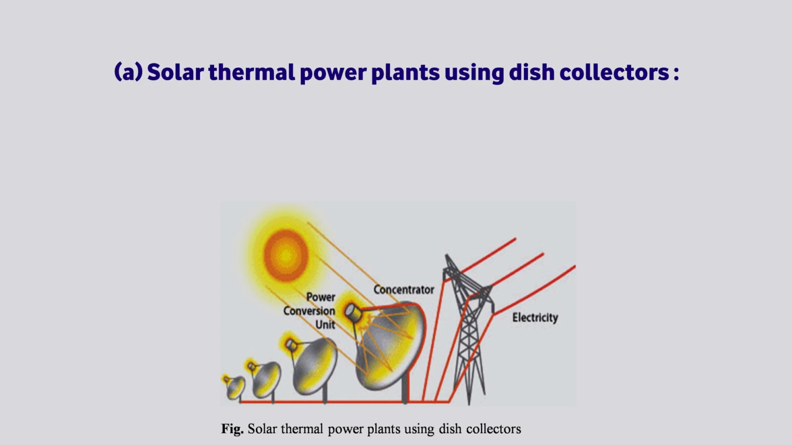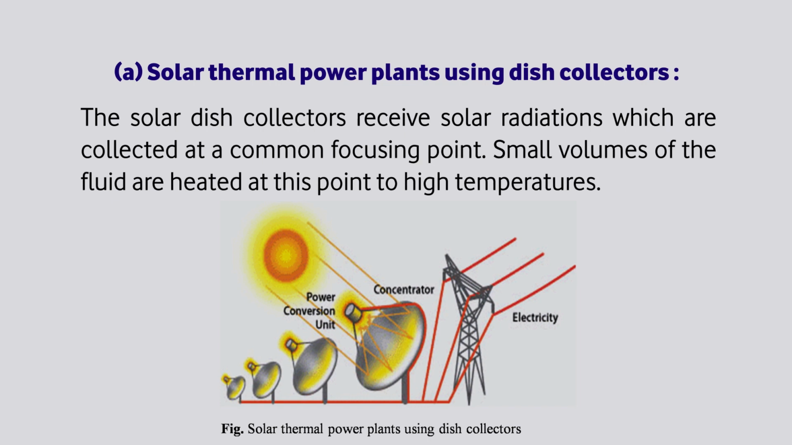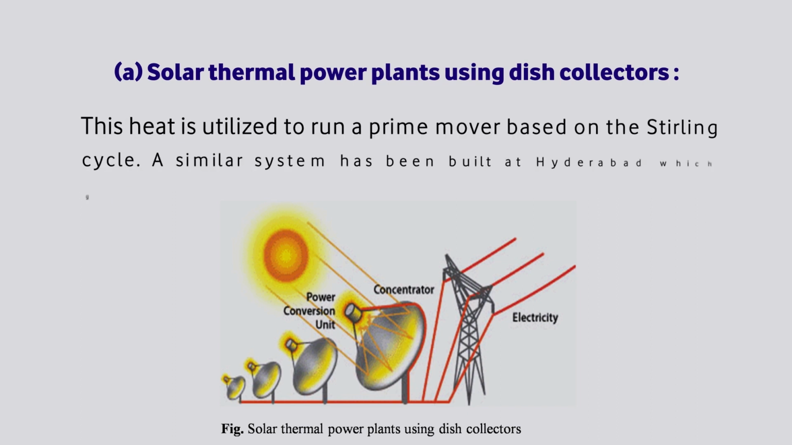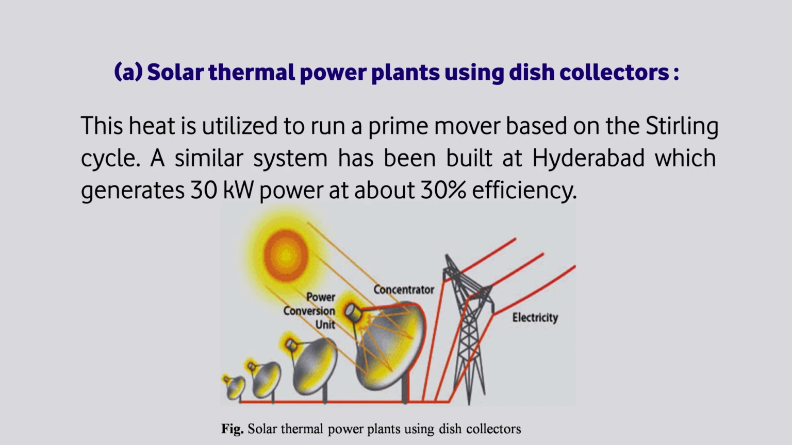Now we will know what a solar thermal power plant using a disc collector is. The solar disc collector receives solar radiation, which is collected at a common focusing point. A small volume of the fluid is heated at this point to high temperature. The heat is utilized to run a prime mover based on the Stirling cycle. A similar system has been built in Hyderabad which generates 30 kilowatt power at about 30% efficiency.